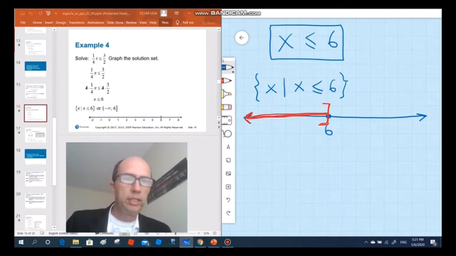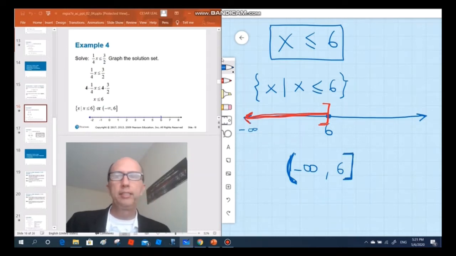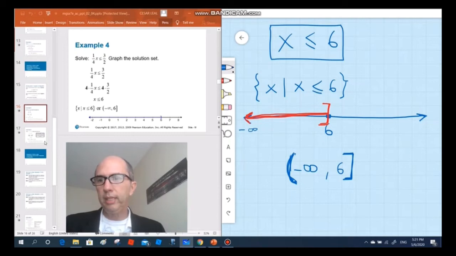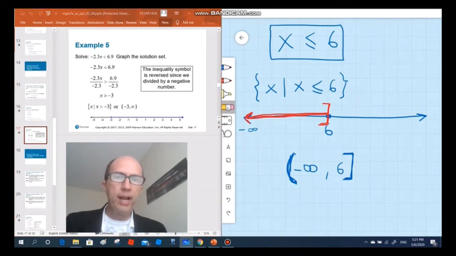And finally, the interval notation. Interval notation, we know this is negative infinity. So write down negative infinity, comma 6, negative infinity, always parentheses. When you have infinity, it's always parentheses. And 6 is included, is part of the solution, so it's this bracket. Perfect. Now example 5, another example, example 5.